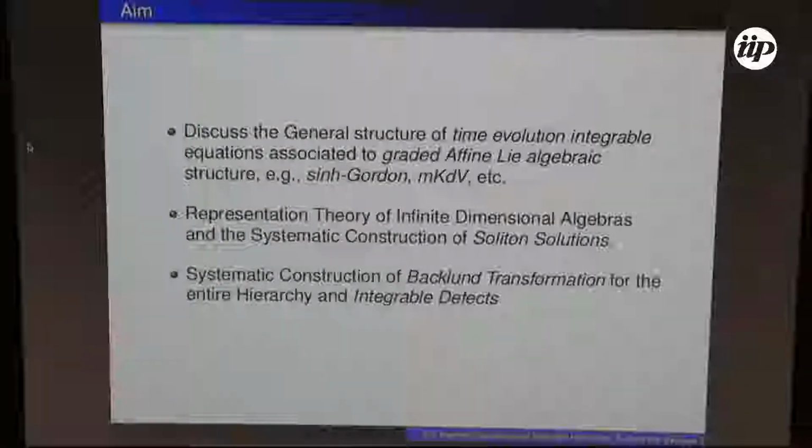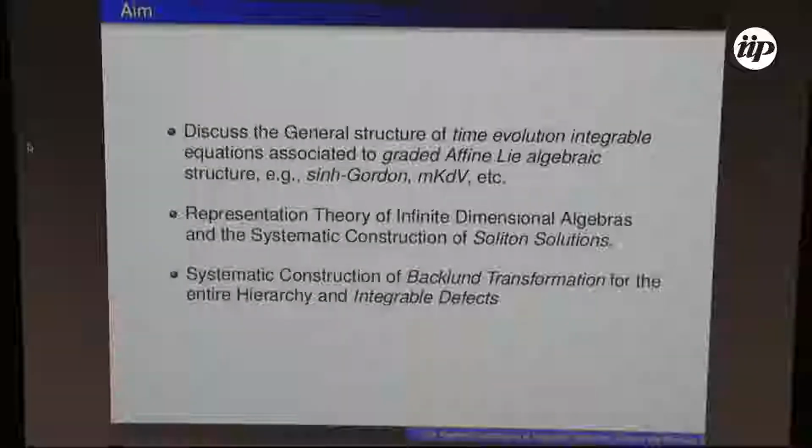In the second block, I'll discuss the construction of Soliton solutions, and this will depend on representation theory of these infinite dimensional algebras. And in the last topic, I'll discuss the construction of Backlund transformations, which we discovered can be constructed in a universal manner for all the equations belonging to the same hierarchy. And this has a direct application to what are called integrable defects, which I'll explain at the end of the talk, and you may see in more detail next week in Alexis' talk.